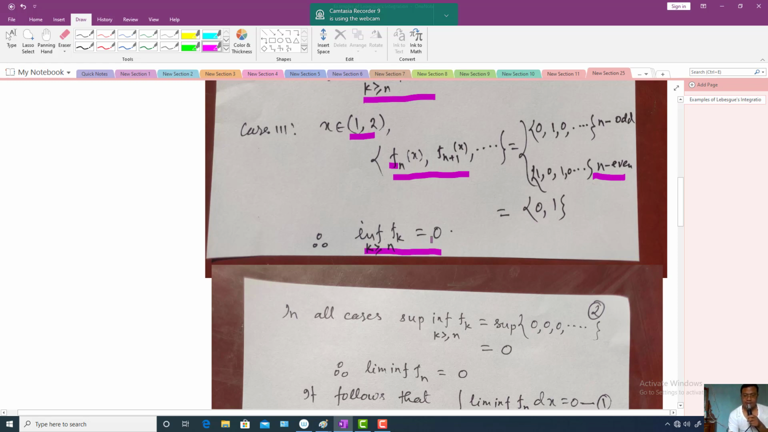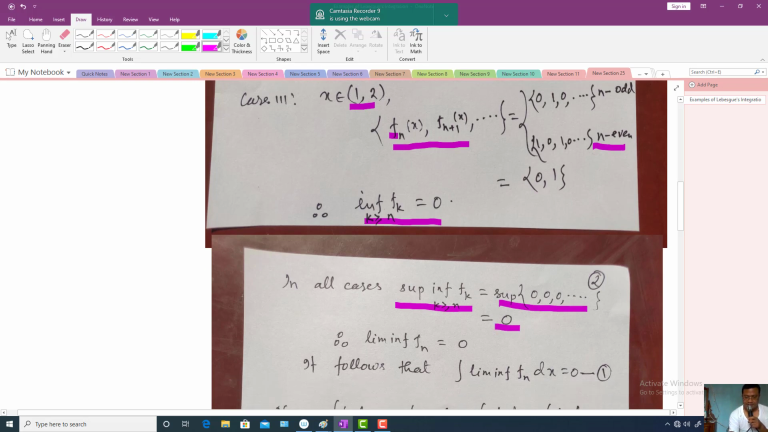Okay, so that means in all possible cases, infimum over k greater than or equal to n of fk is equal to 0. So if you take the supremum of this, you will get the supremum of all zeros. So what is the supremum of this? It consists of only 0, therefore its supremum is 0.